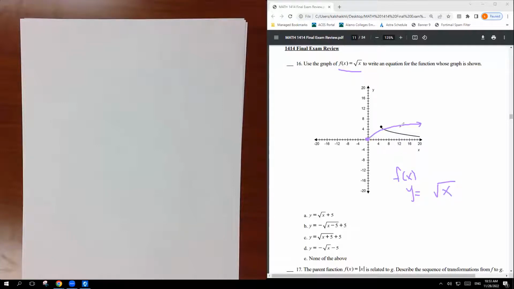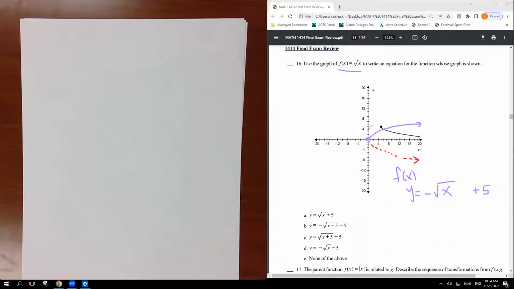And if you look at the graph, it's reflected over the x-axis because the new graph looks like this. If you reflect it over the x-axis, it's going to be like this. So the graph is reflected over the x-axis. So if it's reflected over the x-axis, I have to put a negative sign outside the basic function. Then the new graph is going to be here. The new graph is shifted up 1, 2, 3, 4, 5 units. So if it's shifted up, I'm going to add 5 outside the basic function.